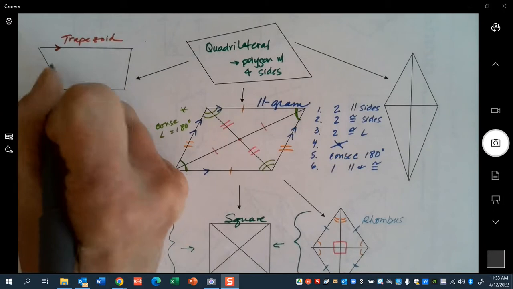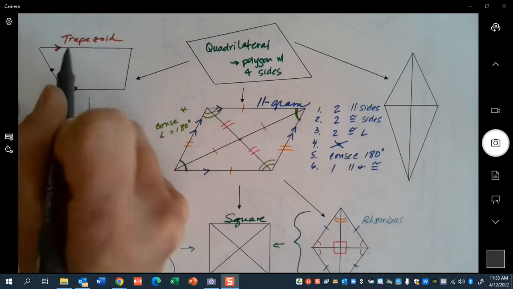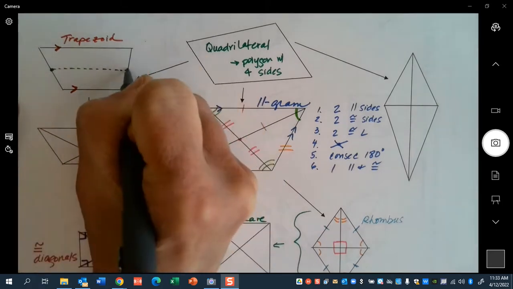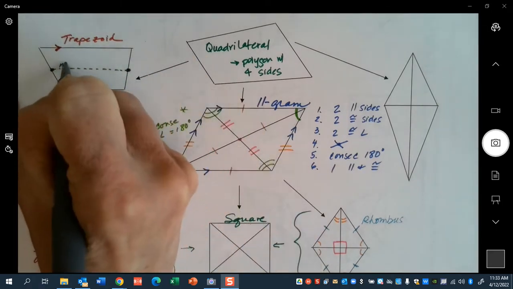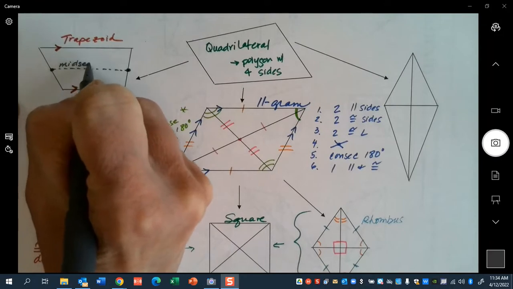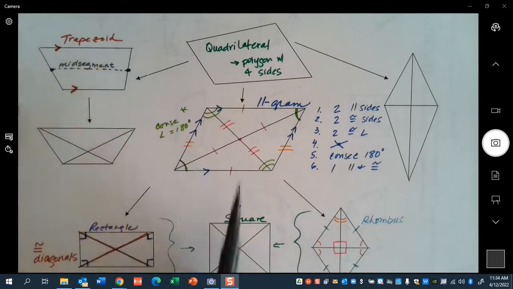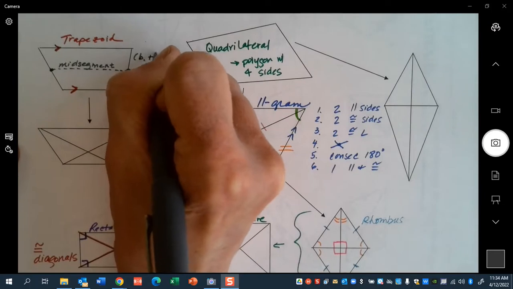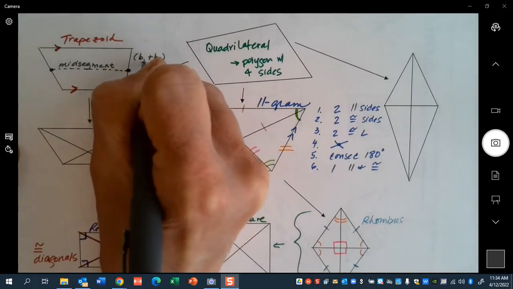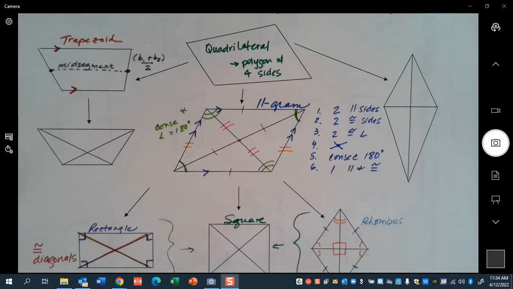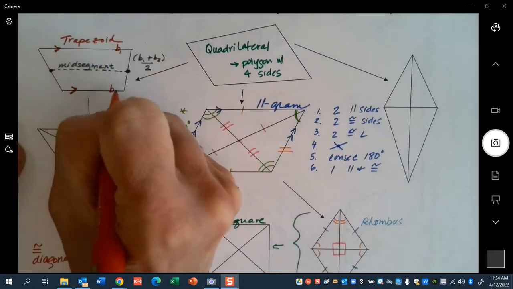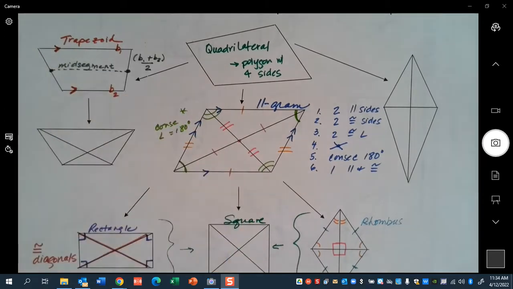I want to make sure that you remember about the mid-segment. So our mid-segment is going to be that segment that connects the midpoints of each of the legs. And make sure that you know the mid-segment is equal to the average of the bases. So if I add base 1 plus base 2 together and divide by 2, I get the length of my mid-segment.